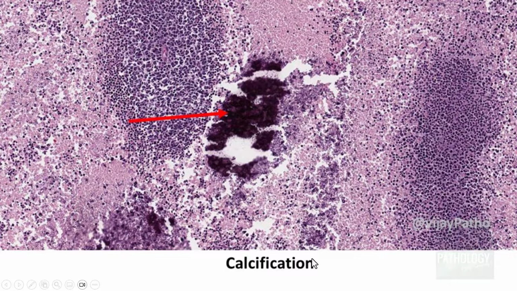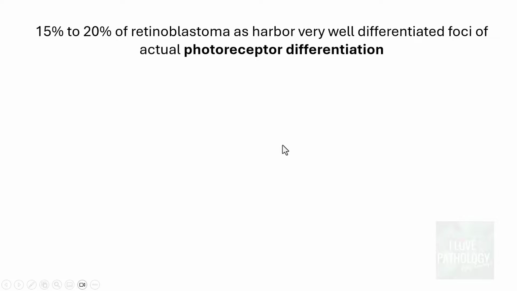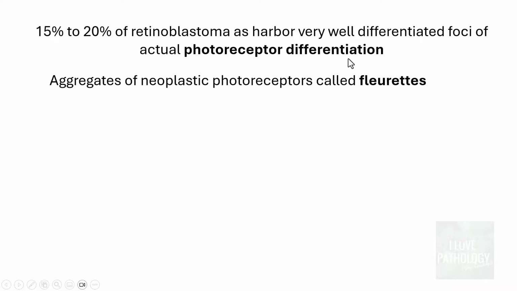And because there are large areas of necrosis, you can expect them to undergo dystrophic calcification as well. Now, 15 to 20% of retinoblastoma cases harbor very well differentiated foci, which tells you that there is photoreceptor differentiation. They are seen as aggregates of neoplastic photoreceptors. They are not normal, they are tumorous photoreceptors and they are called fleurettes.